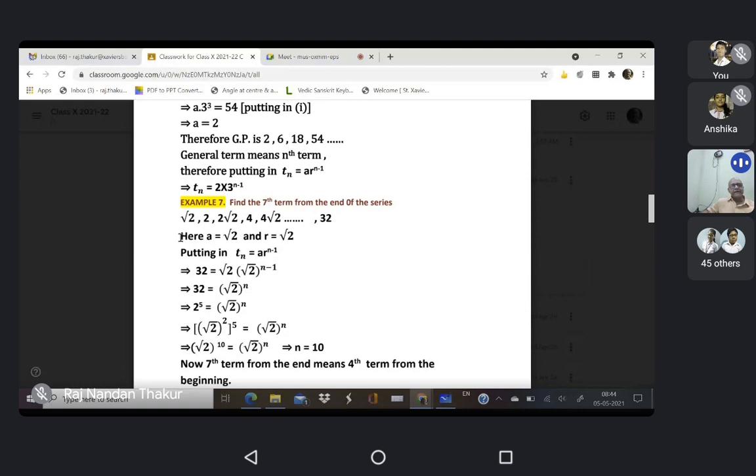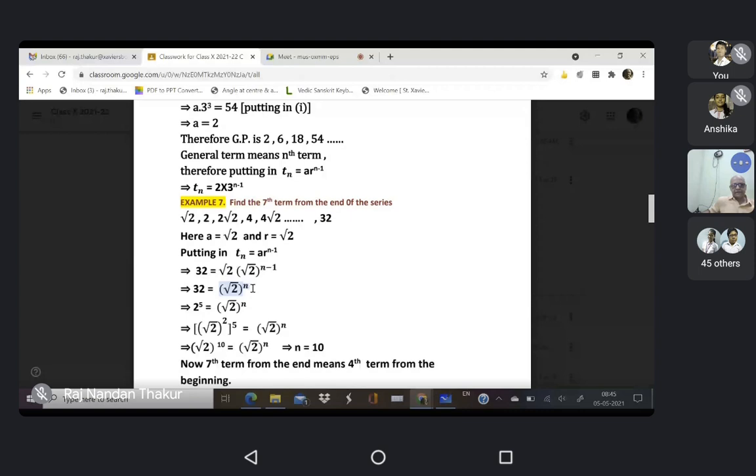So we find n. We know a and r. So find r properly. How will you find r? 2 divided by root 2. That is root 2. So a is root 2 and r is root 2. The nth term is this formula: 32 is equal to a into r to the power n minus 1. Observe that root 2 to the power n minus 1 into root 2 is root 2 to the power n minus 1 plus 1.